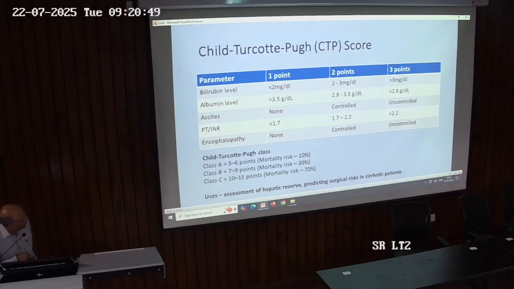Class B is when the score is from 7 to 9 points. The mortality risk rises to 30%, and when the score is more than 10 points, 10 or more, it is almost 70%. So naturally, in a child A patient, one can go ahead with surgery. In a child C patient, surgery is to be avoided because the mortality risk is extremely high. So this is the value of this scoring system.